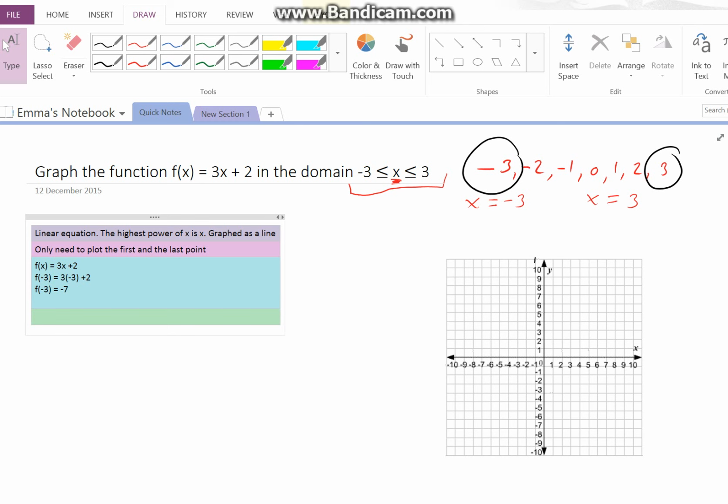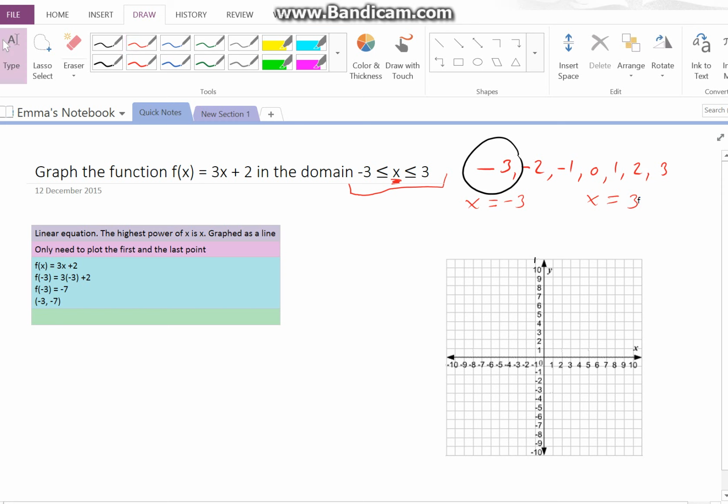So what point will that give us? Well, we know that we let x equal minus 3, and we found that y equals minus 7. So the point is minus 3, minus 7. So that's our starting point of our line. Then our last point, so we can just pick our last one. We said x is equal to 3 for our last point. Remember over here.